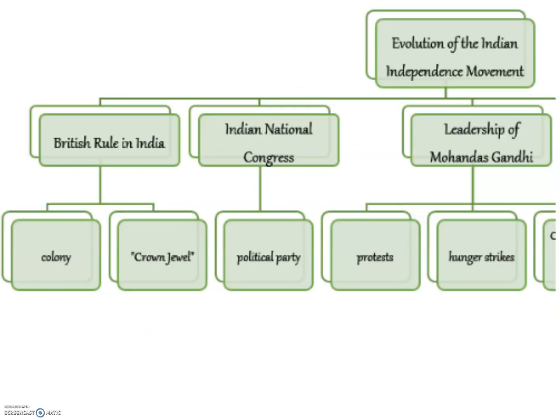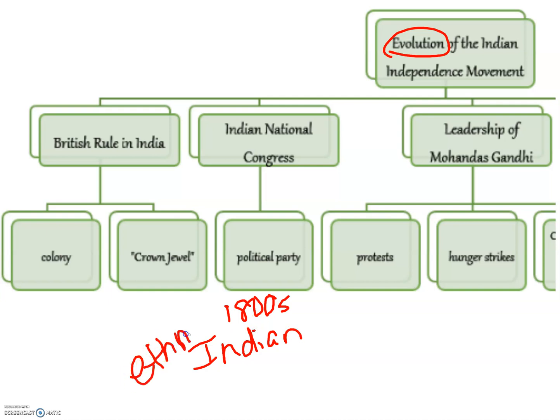So this slide and the next slide are a little hard to see, but they're a chart of the evolution, the change in the independence movement. So it begins with British rule in India. As I said, it was a colony and it was a crown jewel. There's an Indian National Congress that forms. It's a political party that forms in the 1800s, and they represent ethnic Indian rights in the Indian parliamentary system. Generally, these are going to be Hindu Indian rights.